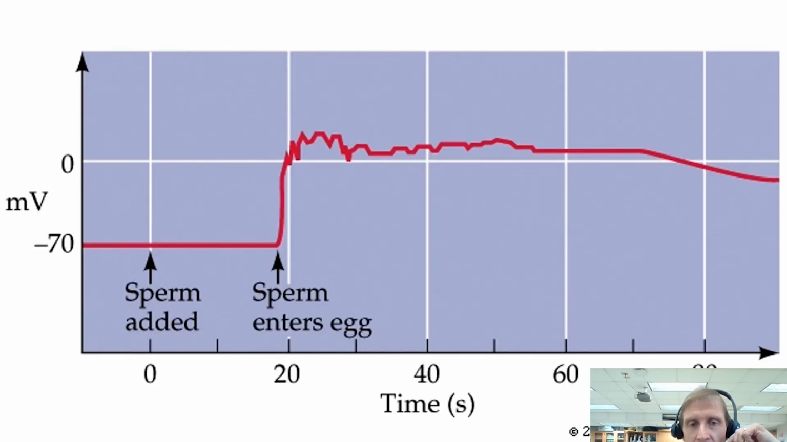All right, this slide right here is showing electrically the first type of block to polyspermy. It's called fast block. I'll write it up here.